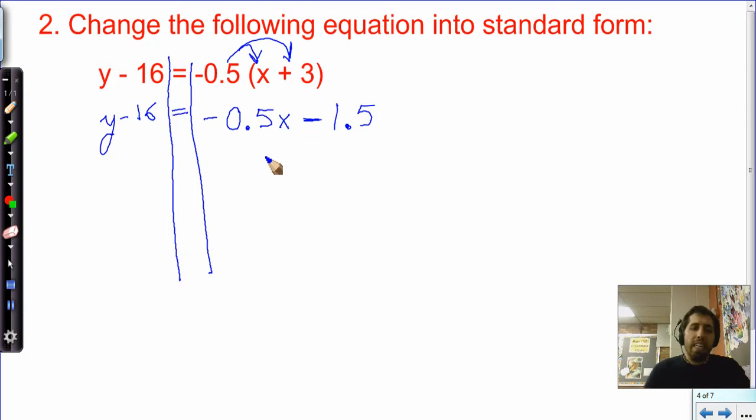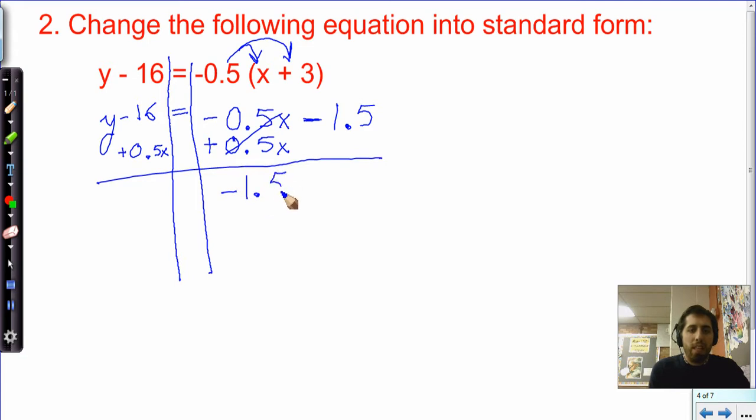And now what do we need here? Okay, well, I know that for standard form, we need x and y on the same side. Do I want to get them on the right or on the left? The other thing I know I need is a positive x value, and right now we have a negative x value. So we better get rid of it on this side. Let's add 0.5x to both sides. On the right hand side, that cancels out. We're just left with negative 1.5, and that's okay for now.